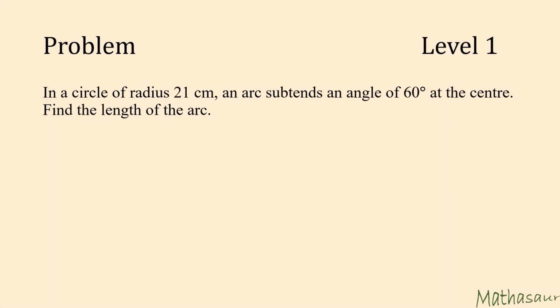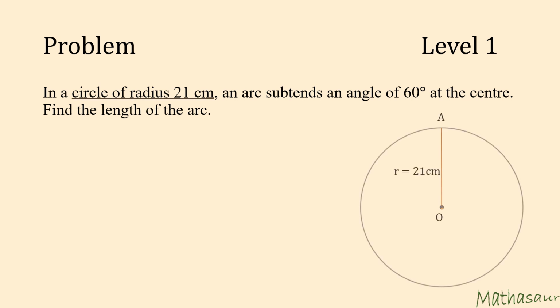Let us look at a few problems. In a circle of radius 21 centimeters, an arc subtends an angle of 60 degrees at the center. Find the length of the arc. So we have a circle of radius 21 centimeters. So let us draw a radius OA. Now we are given an angle of 60 degrees at the center. So let us draw another radius such that it is subtending an angle of 60 degrees at the center. Now we have to find the length of this arc. Note that when we say arc, we are referring to the minor arc by default, unless otherwise mentioned.